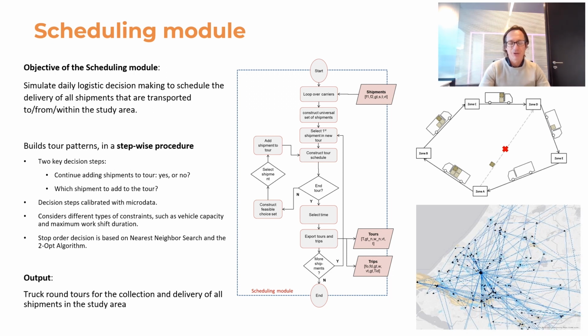We have calibrated a model on this based on the microdata that was discussed previously and also implemented a nearest neighbor search algorithm to determine the right order of the shipments. Output of this simulation procedure are tour schedules for the collection and distribution of shipments in the study area. This is similar to activity-based models that generate activity patterns for individuals. The scheduling module determines the vehicle patterns or vehicle schedules on a daily basis for freight deliveries.